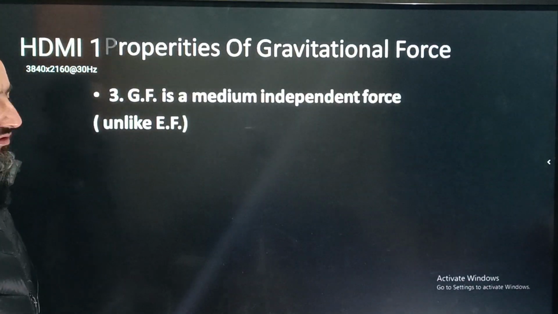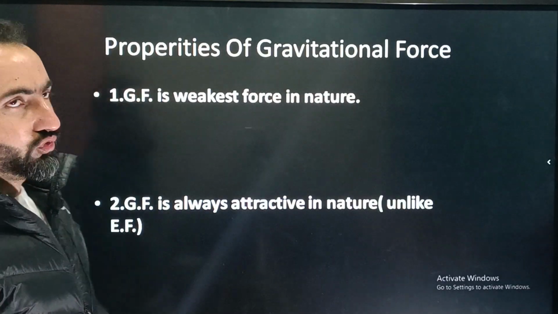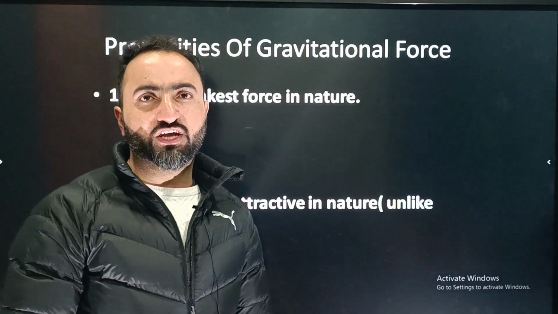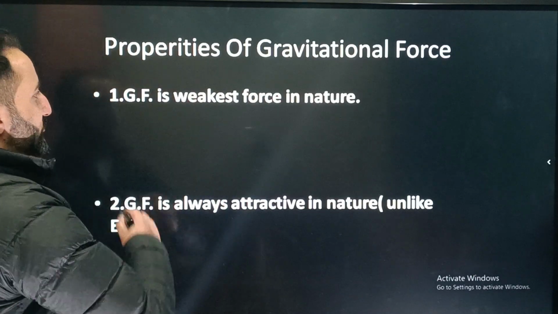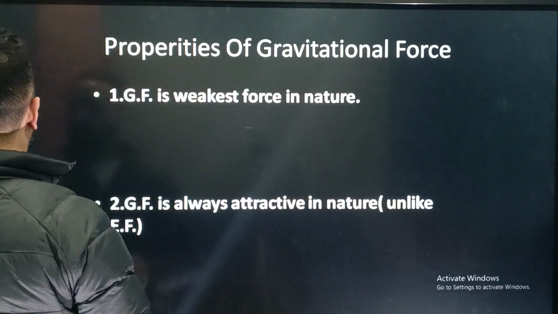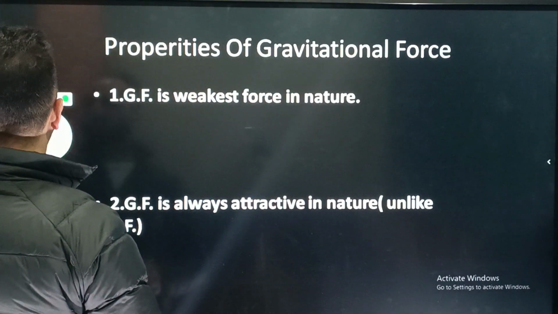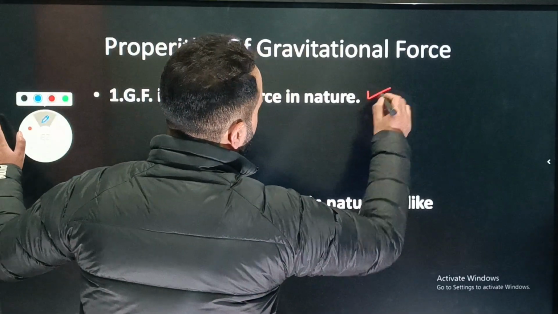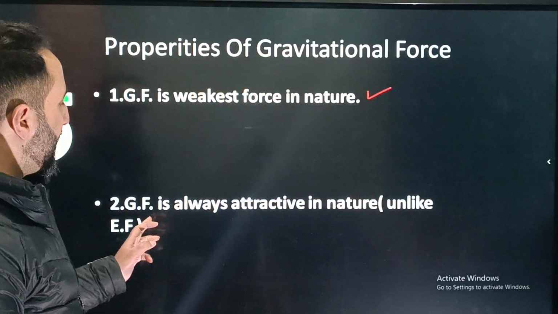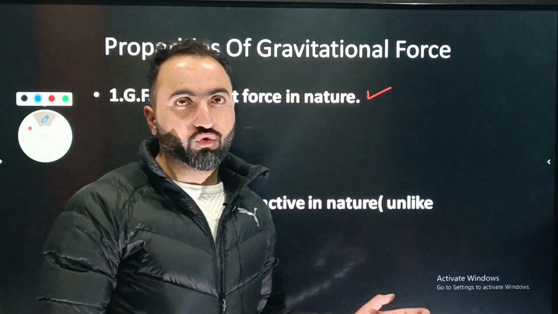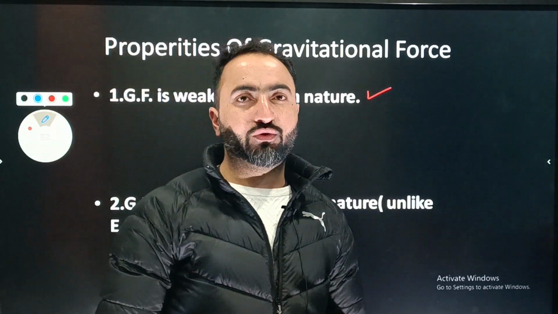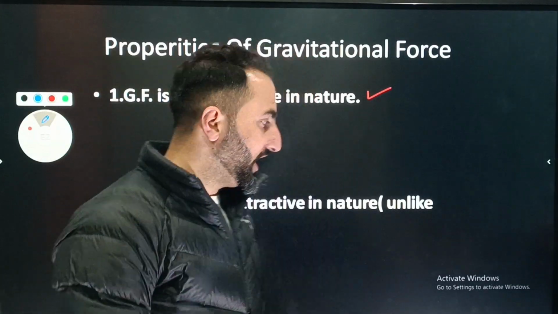Now there are properties. Okay. So quickly I'm going to explain these properties. ठीक है ना बेटा. Okay. So property number first is that gravitational force is the weakest force in nature. Okay. So this one we are done with this. The next is that gravitational force always attractive in nature. You know that. Electrostatic force can be attractive as well as repulsive, but the gravitational force always attractive in nature.